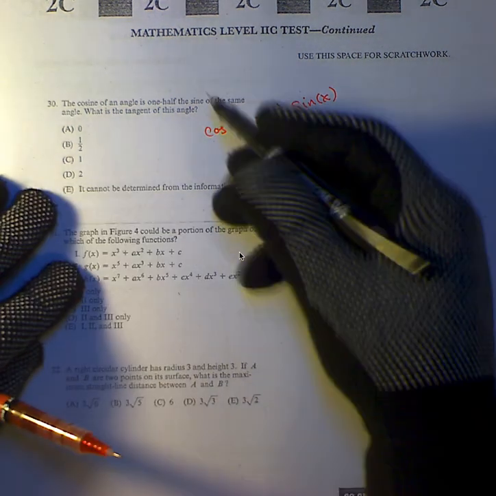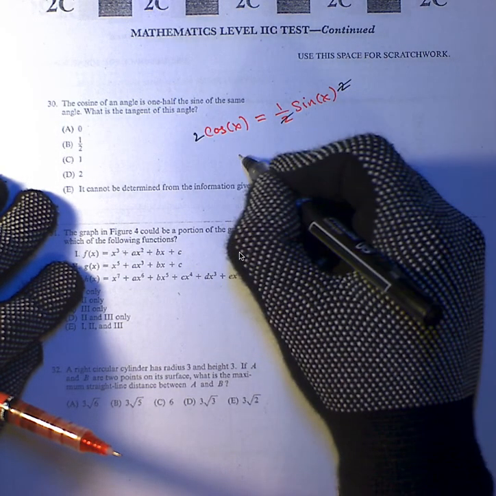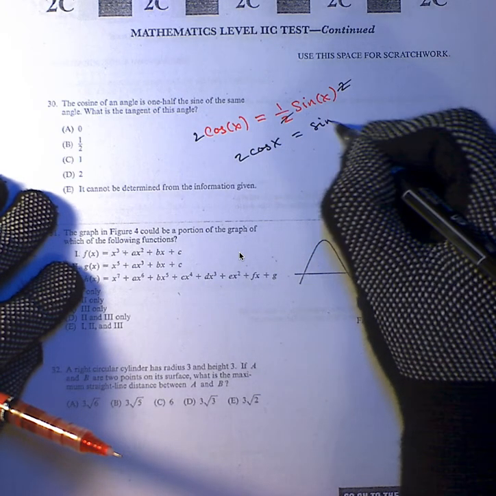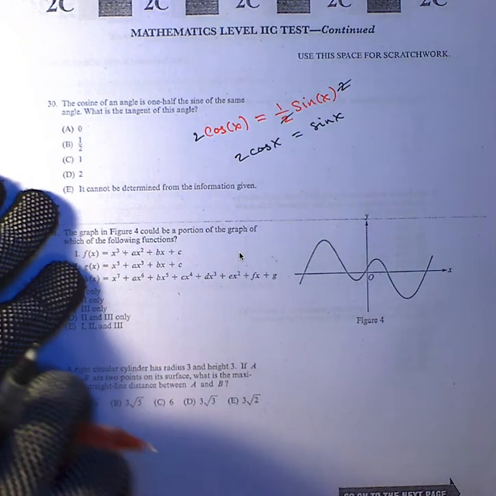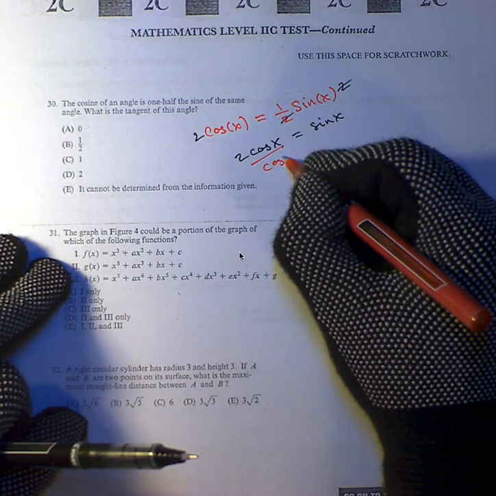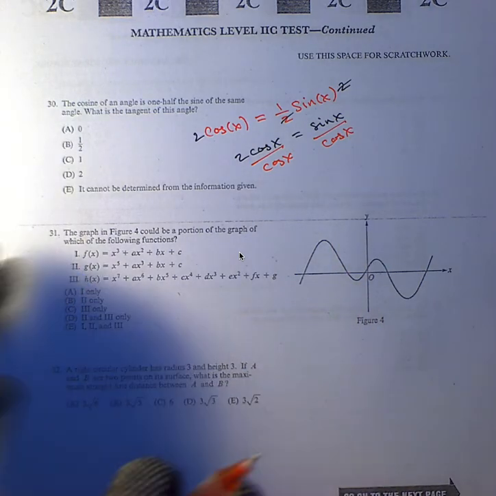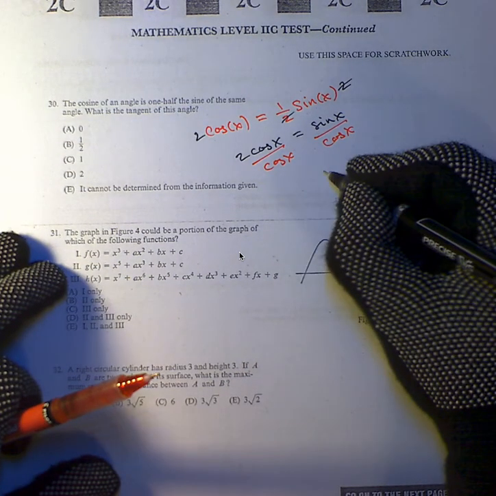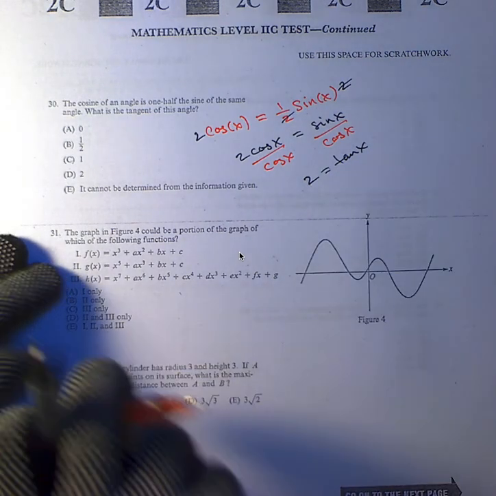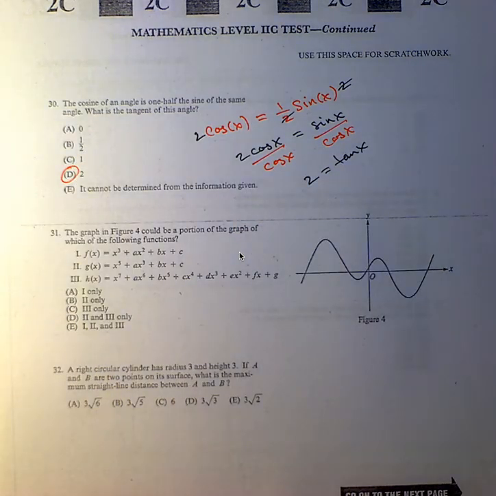Well, first let's multiply both sides of this equation by 2, and then what I have is 2 cosine x is equal to sine x. And now to get tangent, I need cosine underneath sine, so I'll divide both sides of this equation by cosine x, and when I do, on the right side I get tan x, and then on the left side clearly I get 2, so the correct answer is D.